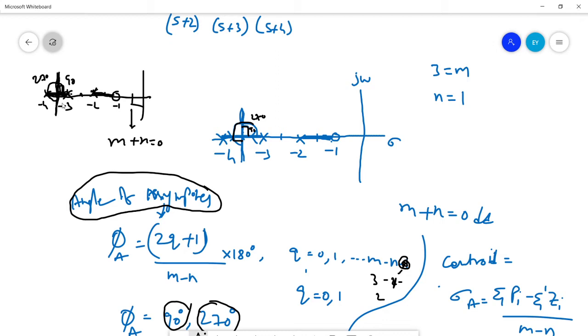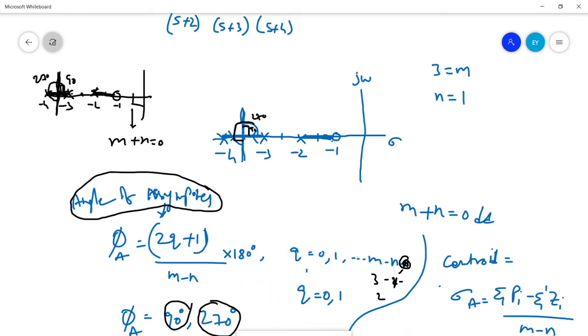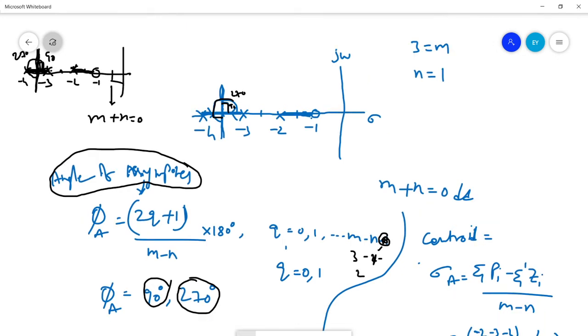For this we need to know the centroid. The centroid tells the path, the slope it travels. How do we get that? The centroid is given as sigma A is equal to the summation of Pi minus the summation of Zi, that is, the sum of all the poles minus the sum of all the zeros, divided by the number of poles minus the number of zeros.